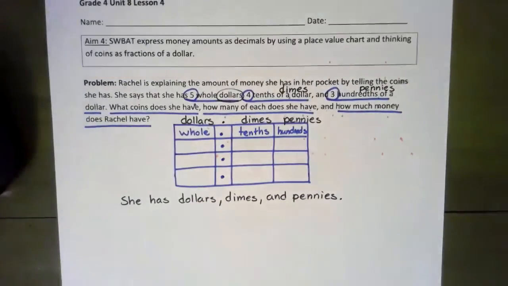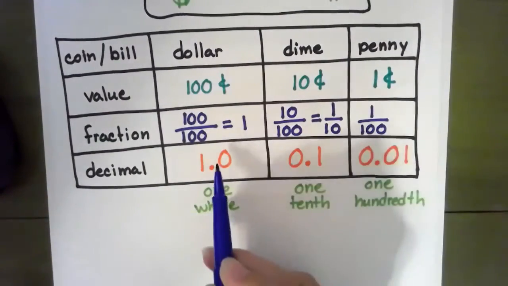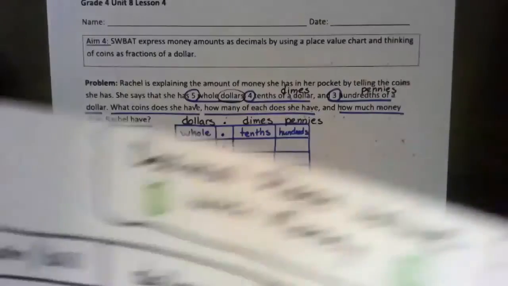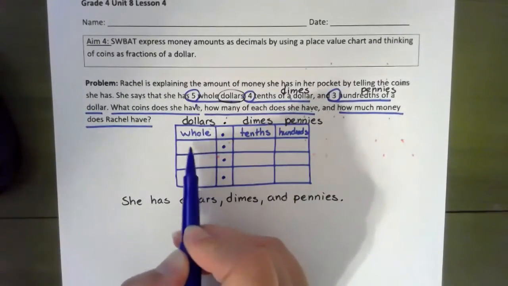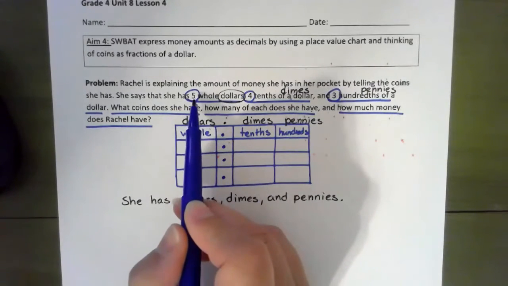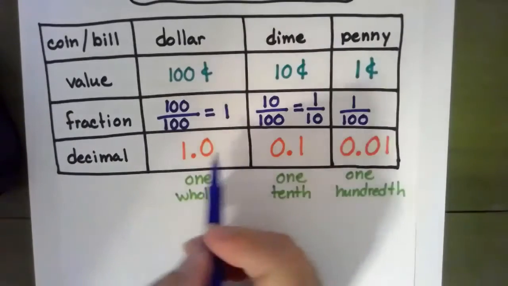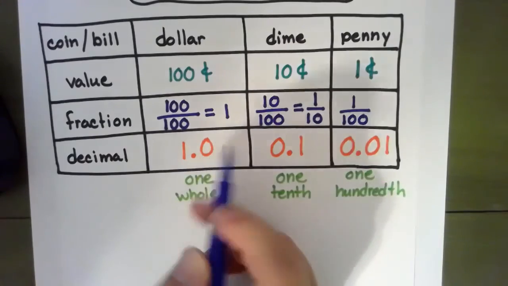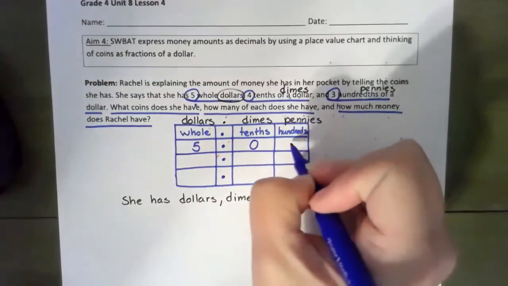Going back to our anchor chart that we did in the beginning, we can fill in the decimal values for the dollars, dimes, and pennies. Let's keep this in mind. When we think about dollars, we know that it represents a whole number. How many whole dollars does she have? That's right, 5. And just like in our anchor chart, we're going to write 5 in the ones place, decimal, and then 0 in the tens place. We can also write a 0 in the hundreds place.